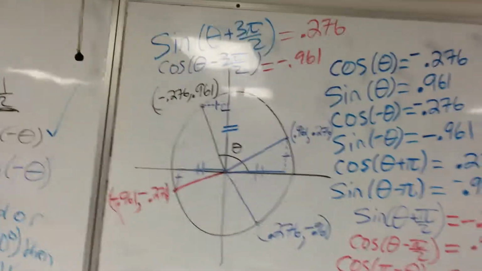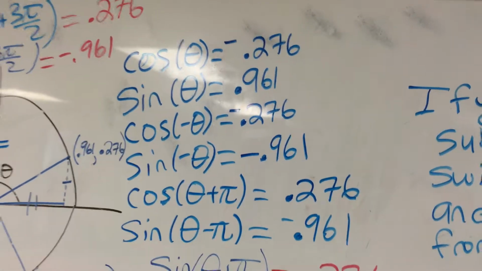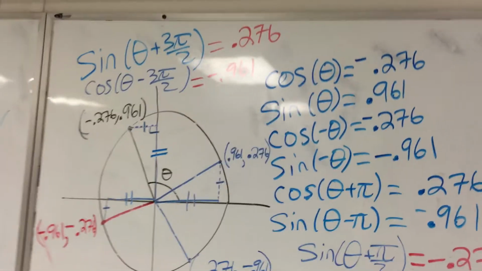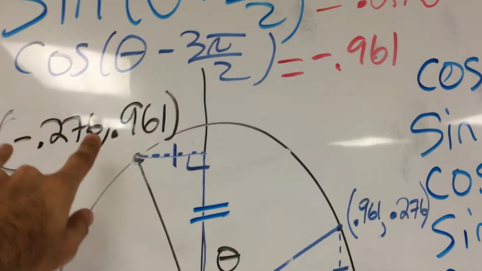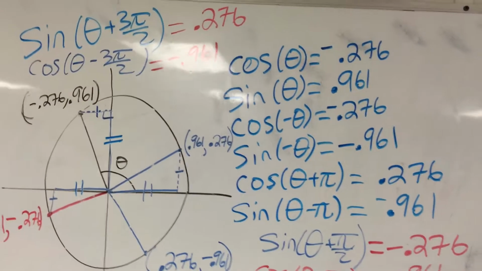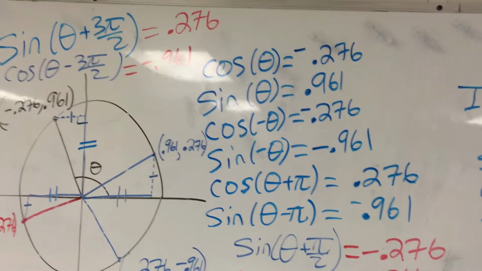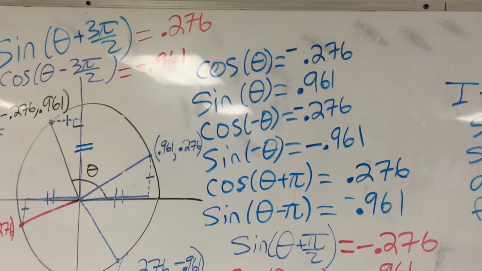All right, so we left off where we're going to find the cosine of theta. So the cosine of theta, as you all know, is the x-coordinate of the point. So that's going to be negative 0.276. Sine of theta, as you know, is the y-coordinate. So that's going to be 0.961.